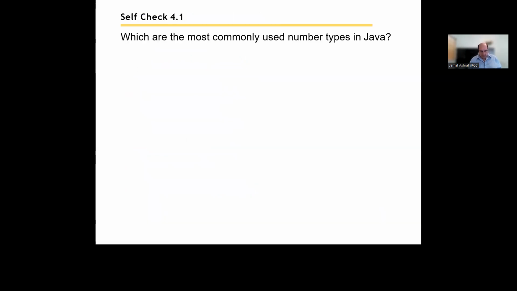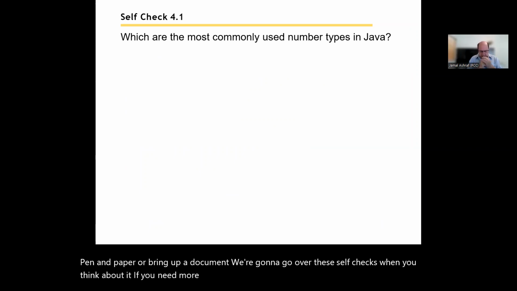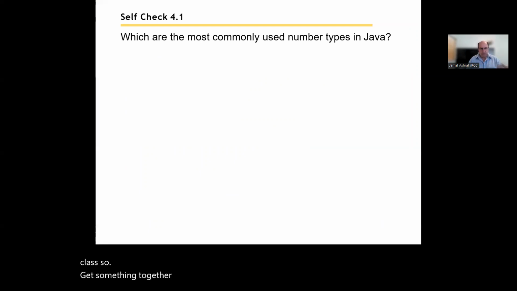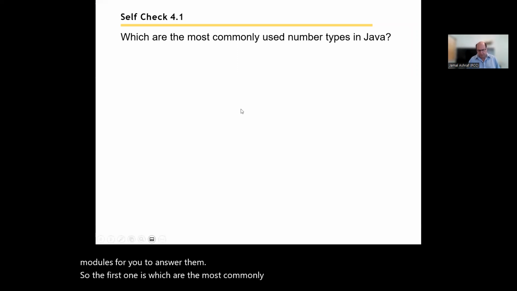Okay, so when you get a pen and paper or bring up a document, we're going to go over these self-checks. I want you to think about it. If you need more time, pause this and go over it, and then we can answer it in our class. So get something together, and I'm just going to mention these things, and it's going to be in our modules for you to answer them. So the first one is, which is the most commonly used number type in Java? Go ahead, put it down.